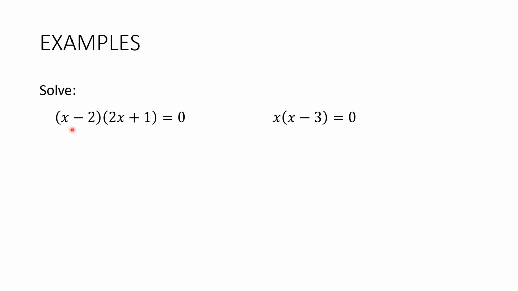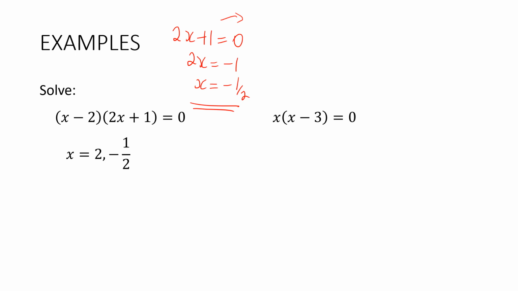What makes 0 here? 2. What makes 0 here? Now, if you're stuck, what you can do is just write it out and solve it. It's just a simple linear equation. So 2x plus 1 is equal to 0. Take your 1 over. 2x is equal to negative 1. Divide both sides by 2. x is equal to negative 1/2. Now, after you've done this a couple of times, you'll start to see a pattern. But our answers to that first question are 2 and negative 1/2.